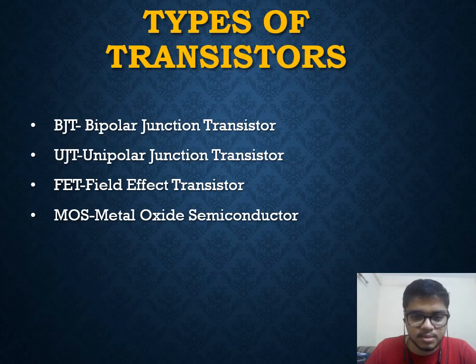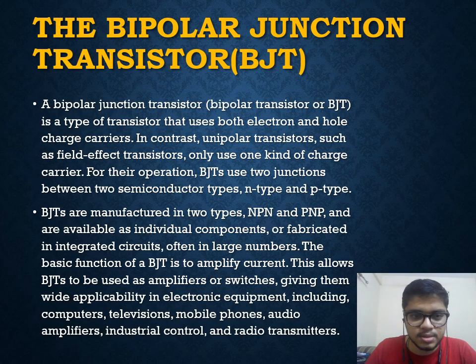Types of transistors: bipolar, unipolar, field effect, and metal oxide semiconductors. Bipolar junction transistors are transistors that use both electrons and holes as charge carriers. In contrast, unipolar transistors such as field effect transistors use only one kind of charge carrier. For these operations, the BJT uses two junctions between semiconductors, N-type and P-type.